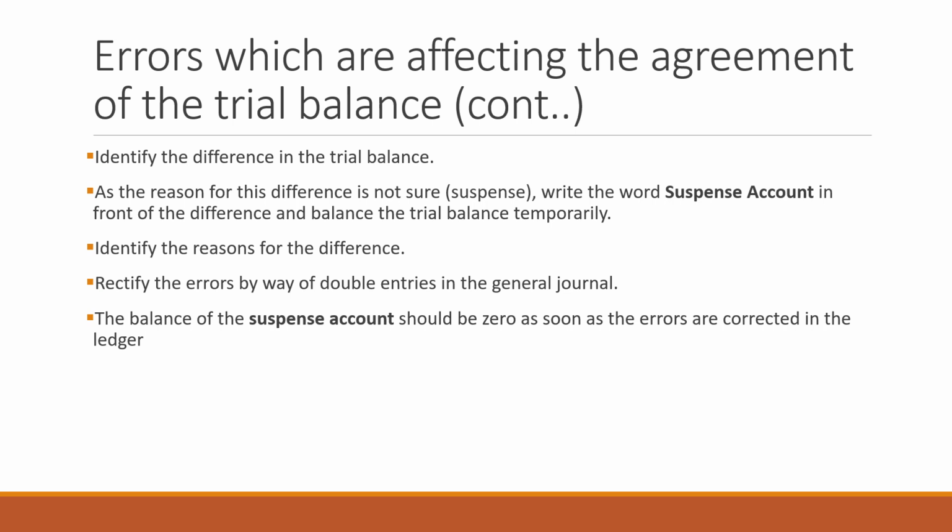So after identifying the sources of error and rectifying those errors, we may use an account, a ledger, or we may use a general journal. So the balance of such account becomes zero after we rectify all errors that are affecting the trial balance.